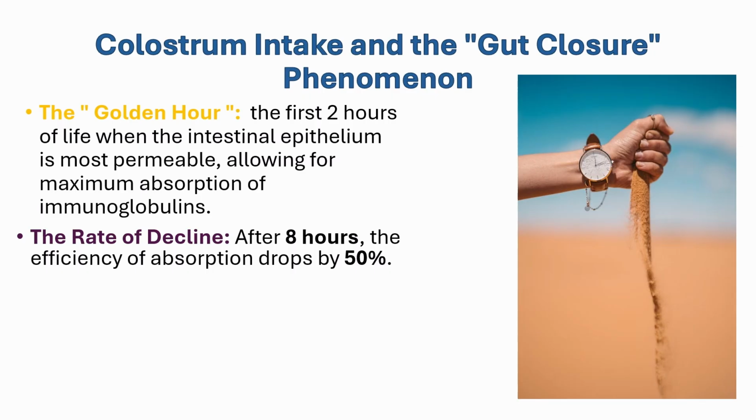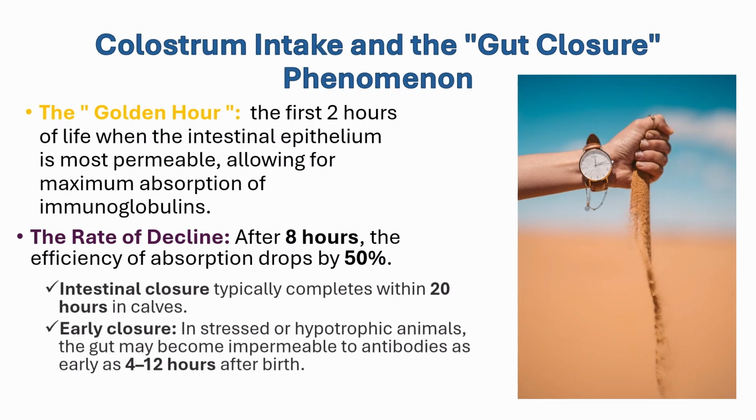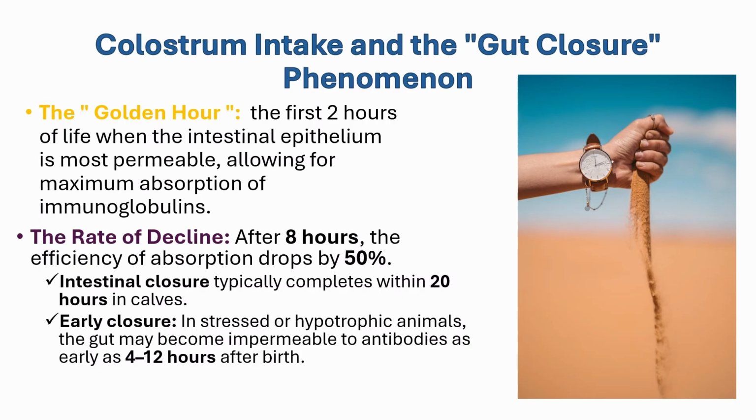While intestinal closure is typically complete within 20 hours in healthy calves, we must be extremely cautious with stressed or hypertrophic animals. In such cases, early closure can occur, making the gut impermeable to antibodies as early as 4 to 12 hours after birth. Your main rule should be every minute of delay is a loss of protection.